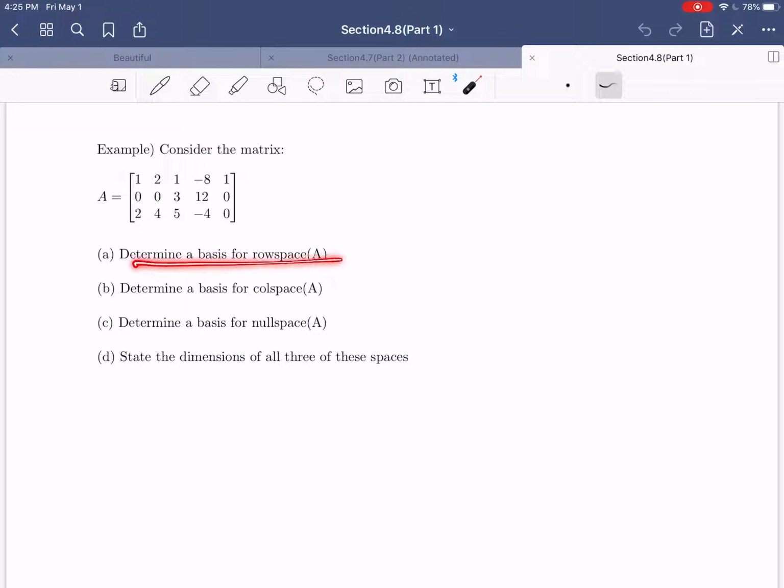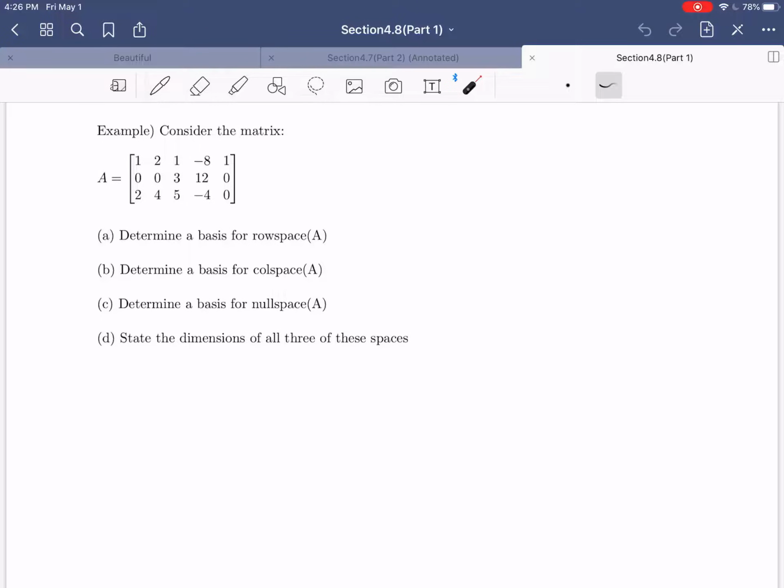We're going to determine a basis for the row space, for the column space, and we're going to stretch way back quite a few sections ago. I think back in like section 4.3 or something, where we talked about the null space. Remember, the null space are all the vectors that are solutions to the homogeneous set of equations with these coefficients. So we're going to determine a basis for these three special spaces determined by this matrix A, and then we're going to state the dimensions of all three of these spaces.